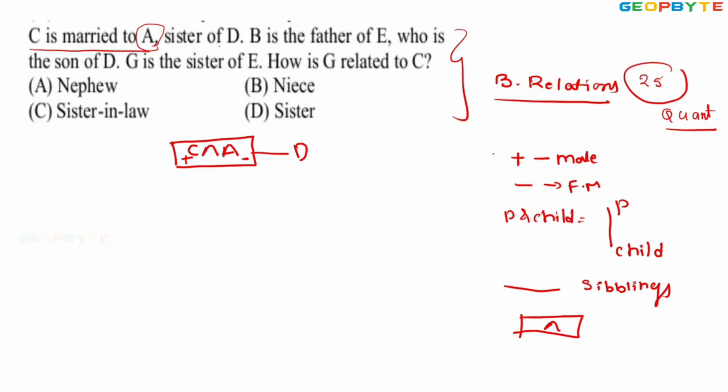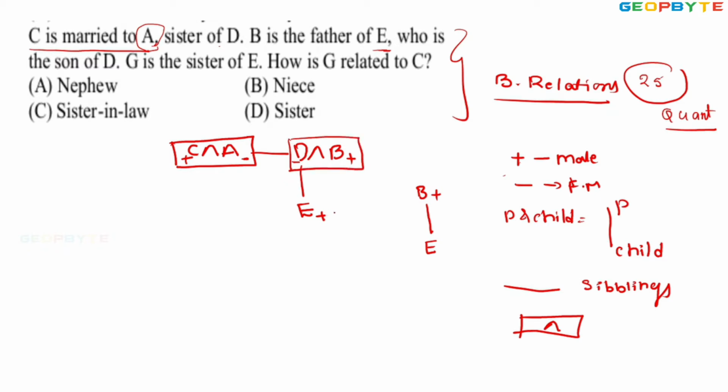B is father of E. So B is a father. Of E means E's father is B. Who is son of D? Who indicates E. D's son is compulsorily E. Here B is a father, so D is also female here. These are couples.